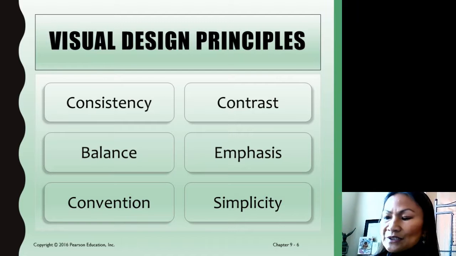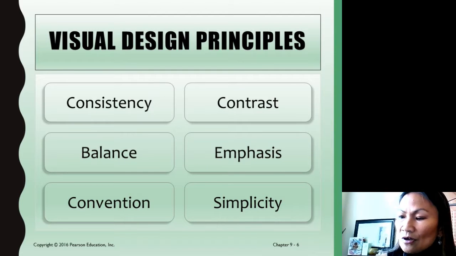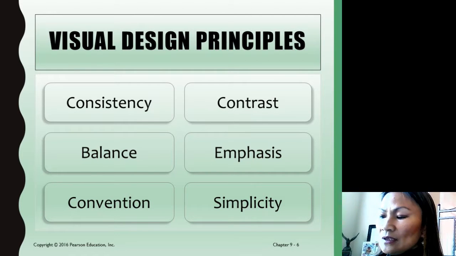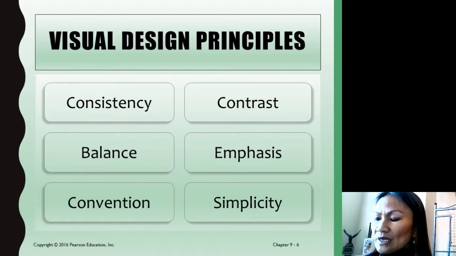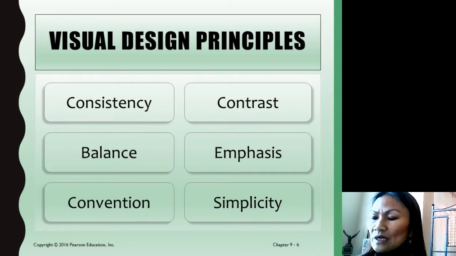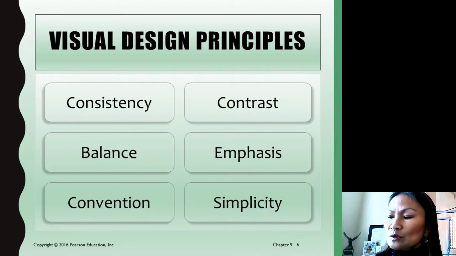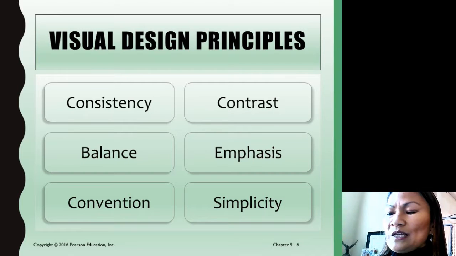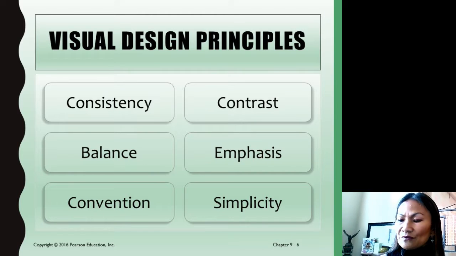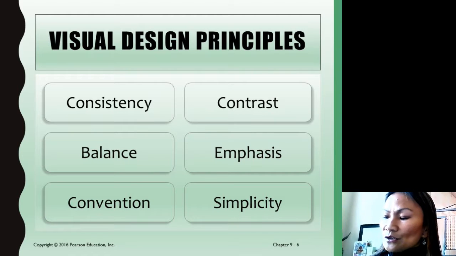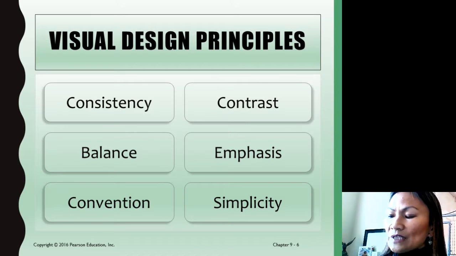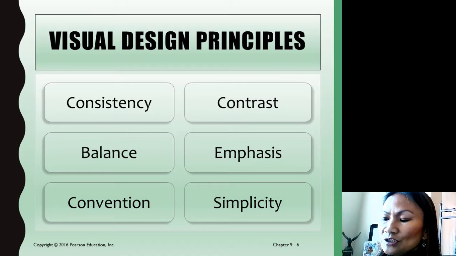Visual design principles consist of 6 fundamental principles: consistency, contrast, balance, emphasis, conventions, and simplicity. Audiences view a series of visuals as a whole and assume the design elements will be consistent from page to page. In contrast, readers expect visual distinctions to match verbal ones. In order to emphasize differences, depict items in contrasting colors. To emphasize similarities, use more subtle colors.